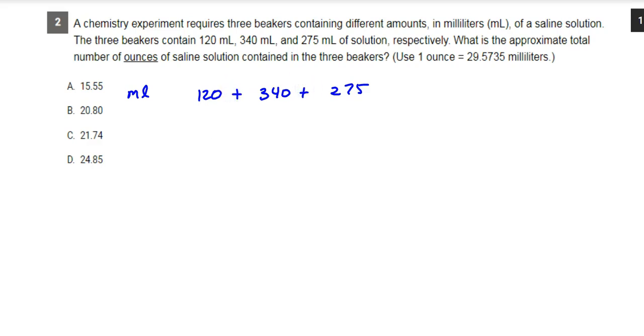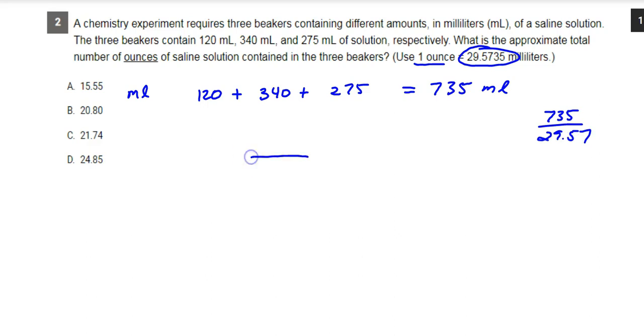So first let's add these up, and we find out that that comes out to be 735 mLs. And now we need to do a little conversion. If 1 ounce is almost 30 mLs, how many ounces would that be total? If you see a shortcut, you could probably just divide 735 by 29.57, and you could zip right to the answer that way. For some kids, it's easier to set up a proportion here.